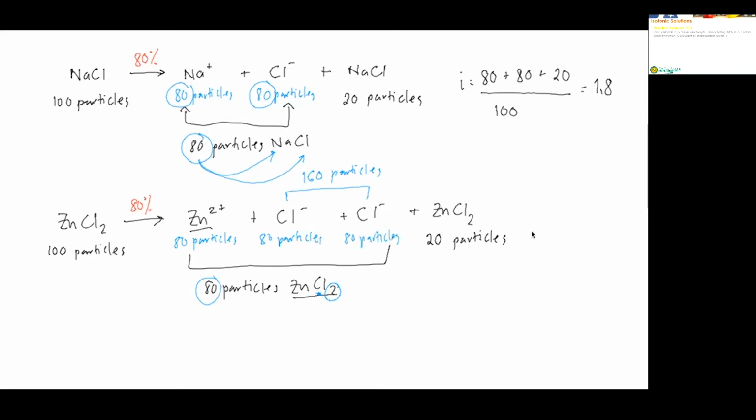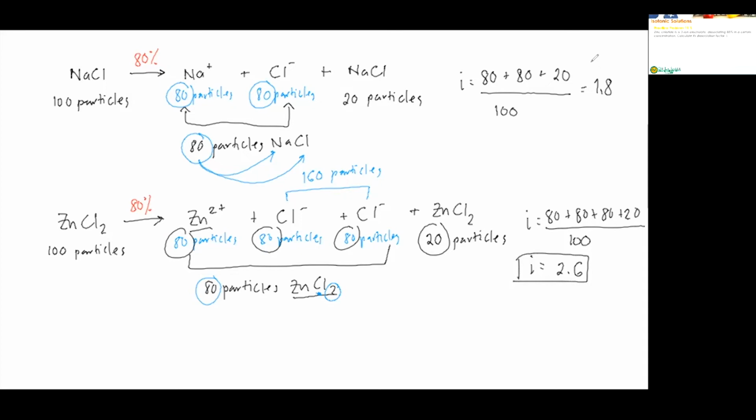In order to determine the I value of zinc chloride, we simply add the number of particles, including the undissociated zinc chloride. So we have 80 plus 80 plus 80 plus 20 divided by 100. And this will result in 2.6, which is the same value that we saw in the previous slide. Now you can try if you will also get the same numerical values when you determine the I value for substances that dissociate into 4 or 5 ions.